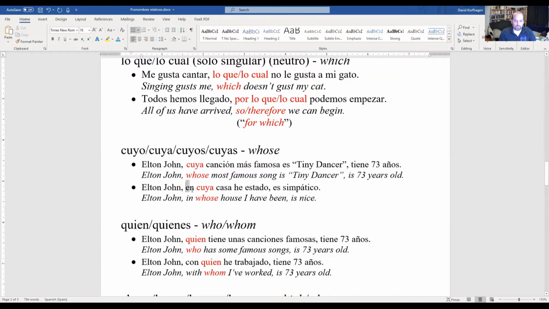And then here's an example with a preposition, right? So Elton John, en cuya casa he estado es simpático. So Elton John, in whose house I have been, is nice. By the way, I've been in his house, which I haven't, but yeah, I'm sure somebody has.